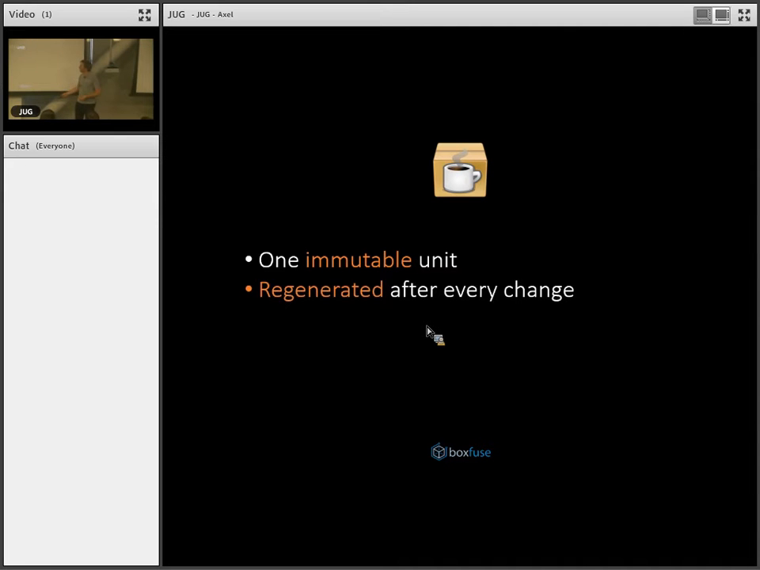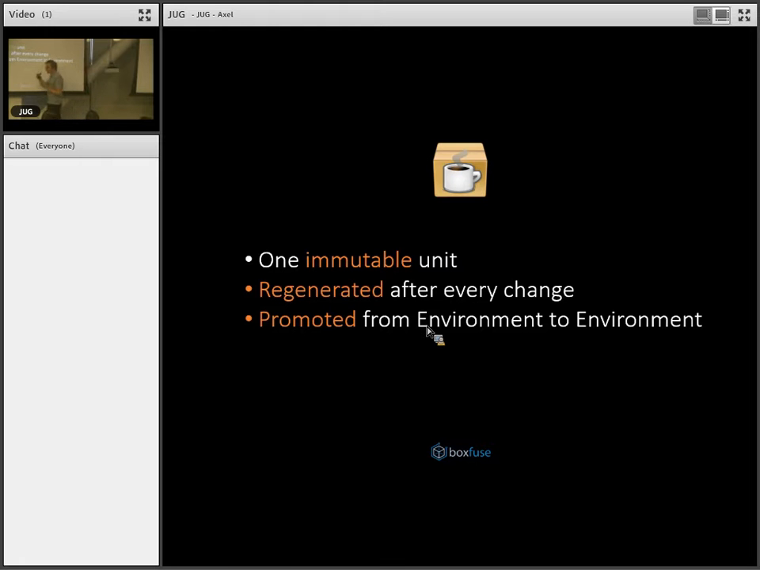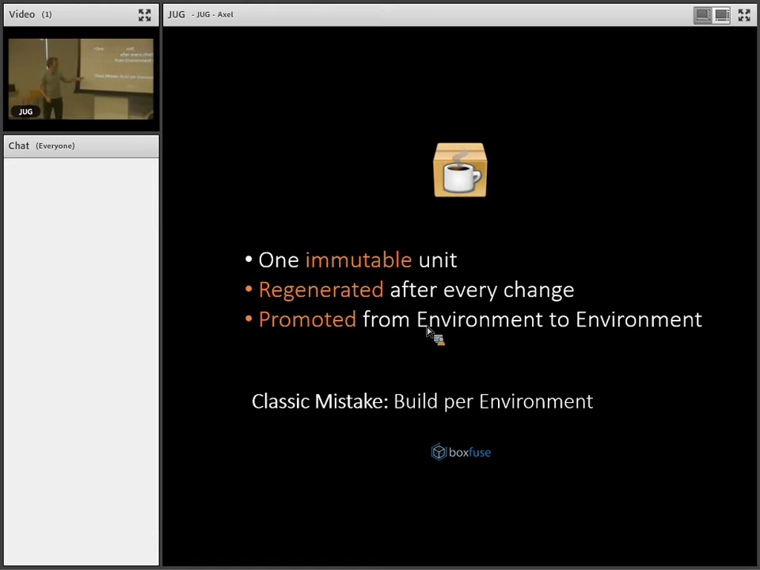We just have one unit, and if something needs to change, we basically regenerate a new one after every commit, and then we promote it unchanged from environment to environment. Why do we want to do this? Because we want to avoid the classic mistake of building a separate artifact per environment, so that you end up running something different in production than what you tested in test. We want to make sure we have the same.